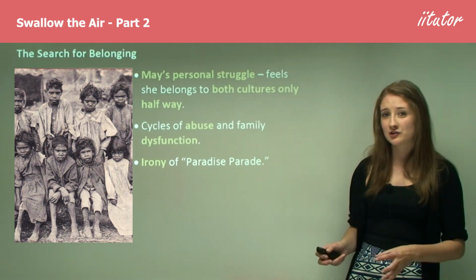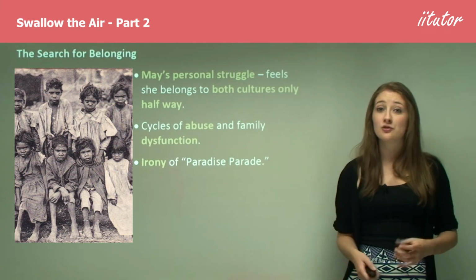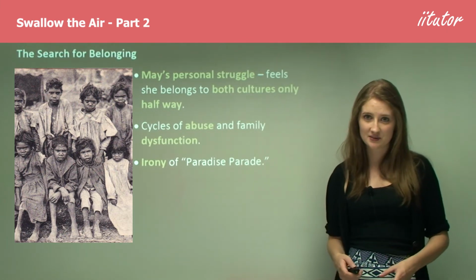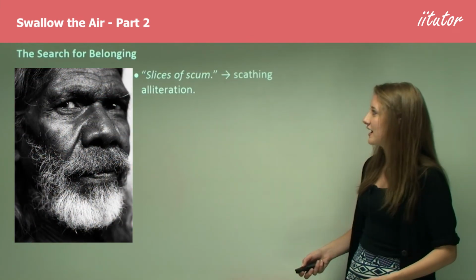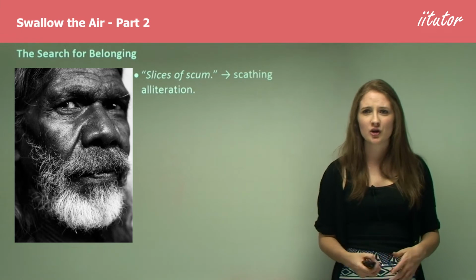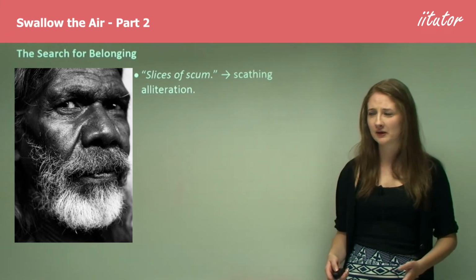So that relationship there of irony is being used by the author to show just how terrible the situation is sometimes. This quote, "slices of scum," uses that scathing S alliteration to show just how awful the environment really was.